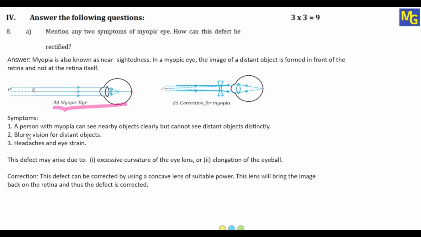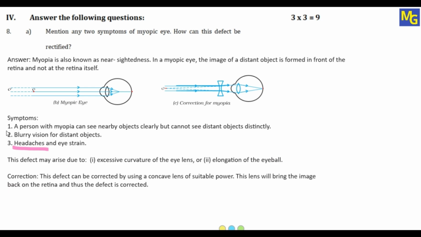Now what are the symptoms? What we have to write? The first symptom is, as I told, the person with myopia can see nearby object clearly but cannot see distant object clearly. This we have to write as the first symptom. Second, the person who has this defect will be having blurry vision for distant objects. Means some people will not see the distant object, and some people will see blurry vision, the image will not be clear. Third one is headache and eye strain. Means the people who are putting stress on the eyes to see the distant object clearly, which leads to headache.